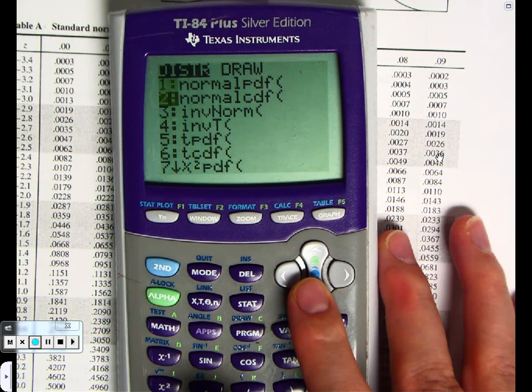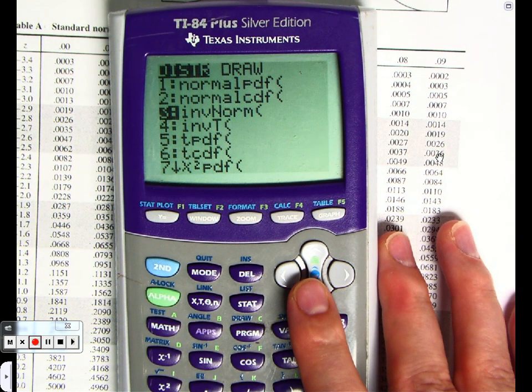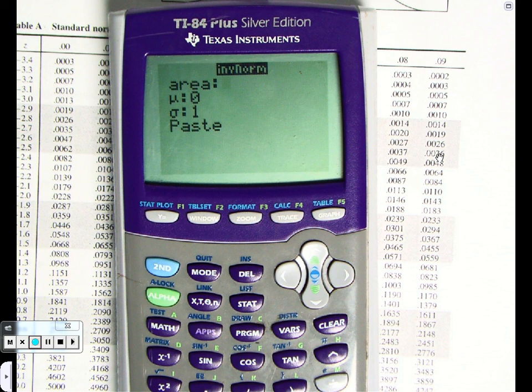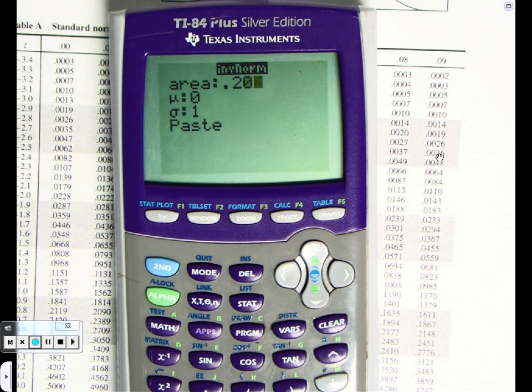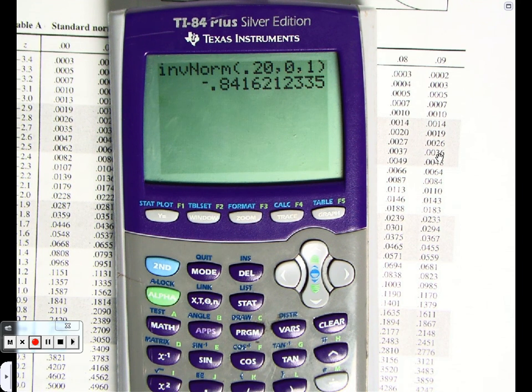And you see how we have the inv norm? That's inverse norm. And it's inverse because we're working backwards. So we're going to go ahead and select inverse norm. And the area that I want to find is 20% below the curve. And then I have a mean of 0, a standard deviation of 1, and I hit paste. Hit enter one more time, and that's my z-score.